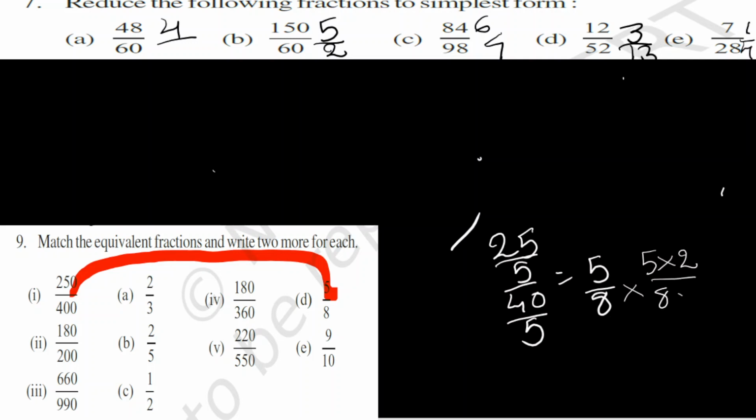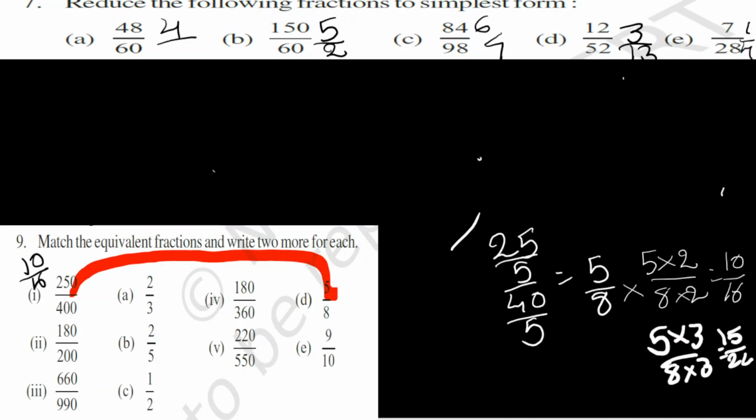And 2 more examples of 5 by 8 are, let's multiply with 2. Now 10 by 16. Here 10 by 16 is one more example. Let's multiply this with 3. 5 into 3 and 8 into 3. Here 15 by 24. 15 by 24 is also an equivalent fraction of 5 by 8.